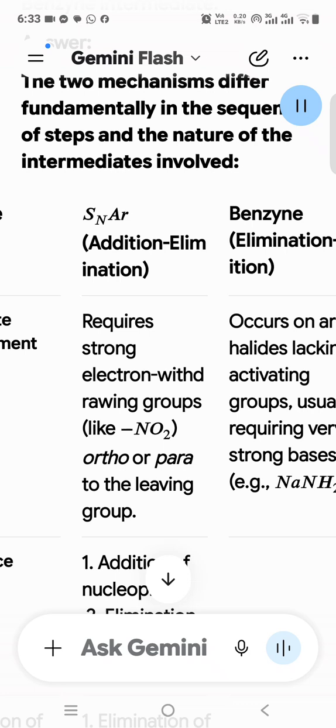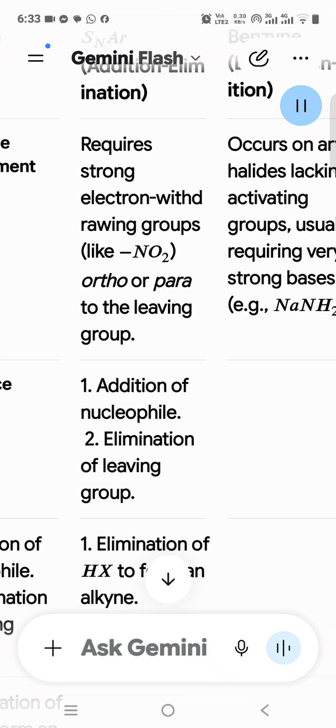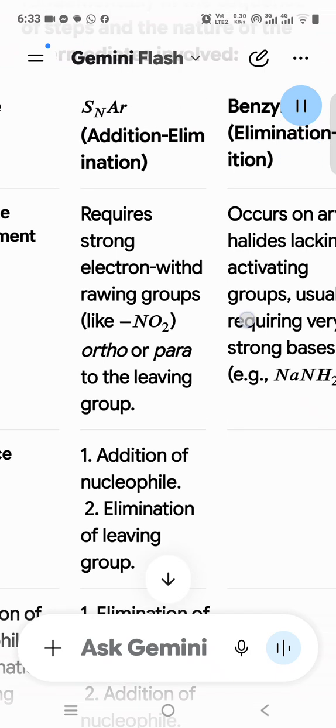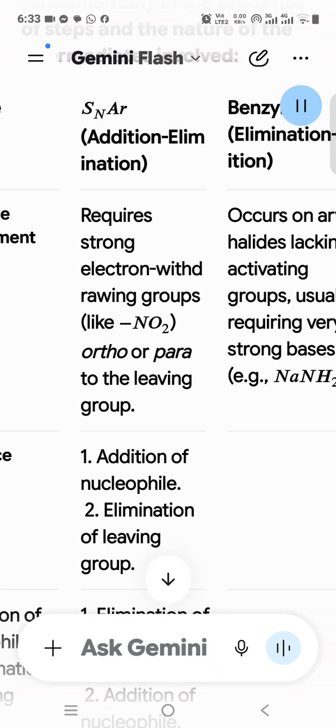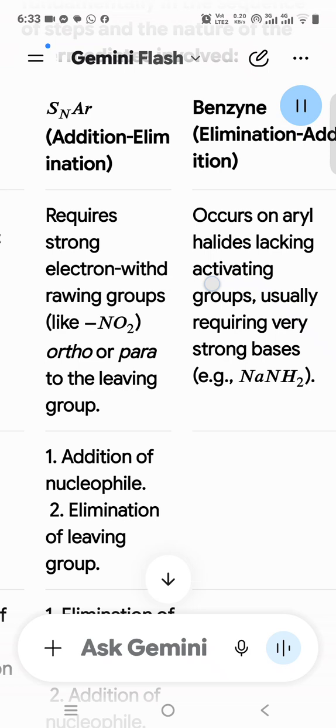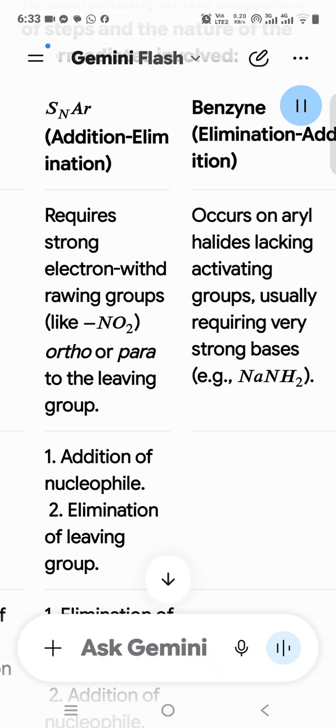2. Addition of nucleophile. Intermediate. S_NAr: Meisenheimer complex, a carbanion stabilized by resonance. Benzyne: arene containing a highly strained formal triple bond. Regiochemistry. S_NAr: ipso substitution only. Nucleophile attaches precisely where the leaving group was. Benzyne: cine substitution observed. Nucleophile can attach to the leaving group carbon or the adjacent carbon.